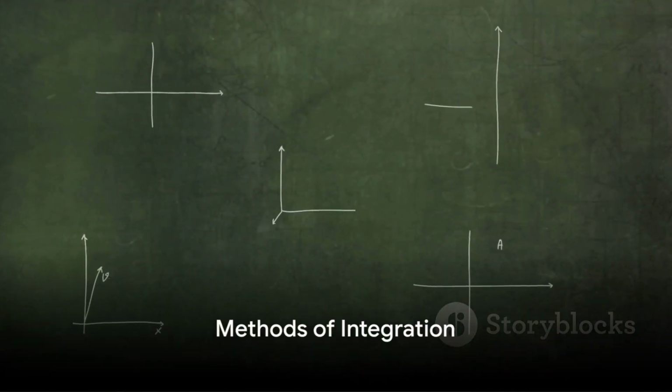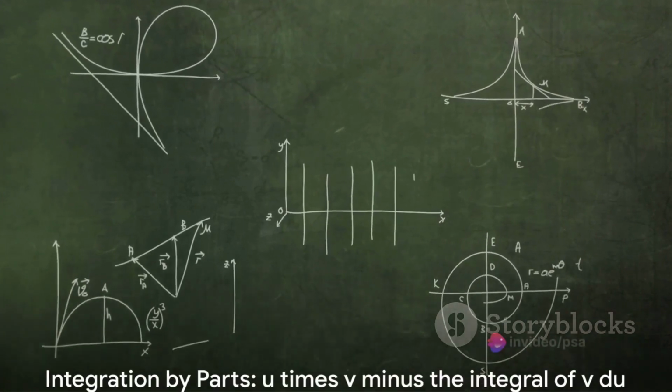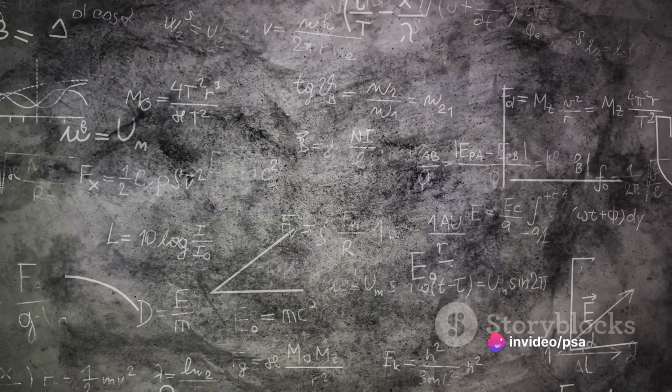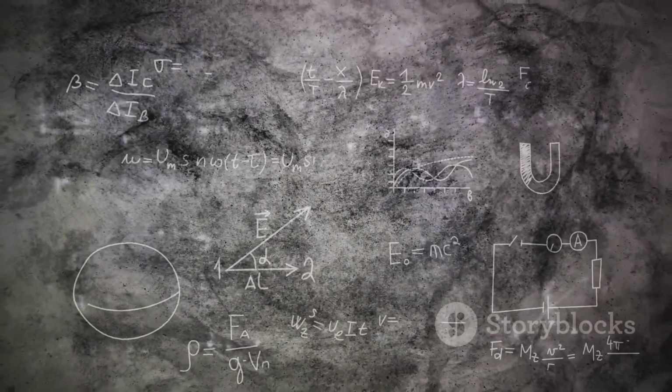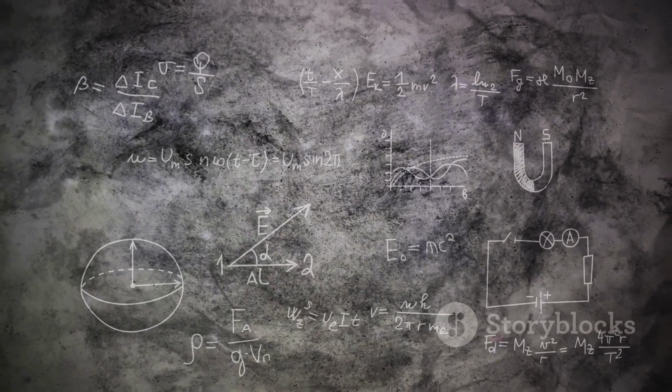Integration isn't a one-size-fits-all process. There are different methods for different scenarios. Let's start with integration by parts. This method is like the reverse of the product rule from differentiation. It's particularly useful when dealing with an integral that's a product of two functions, where one function integrates easily and the other one differentiates easily.